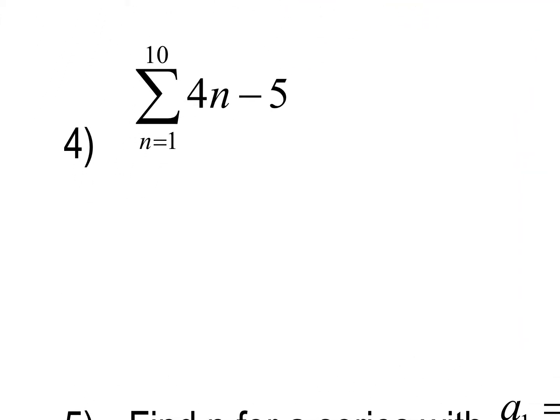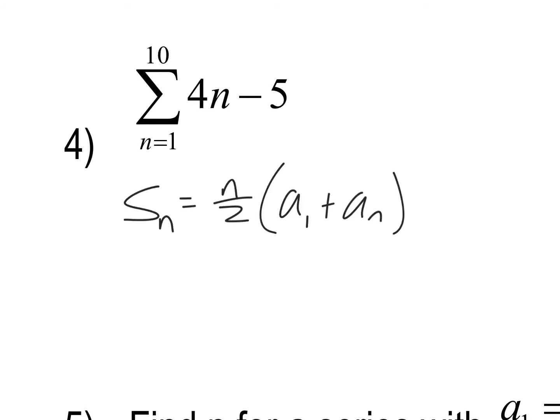Again, this is in summation notation, but what I could do is write out the first couple terms of this series if I wanted to. But I'm just going to go right to my formula, n over 2, a sub 1 plus a sub n. The n is 10 because this is telling me to start at n equals 1 with the first term and end at the 10th term. Let's figure out what my a1 is. That means I'm just plugging in 1 to the formula. That gives me negative 1.